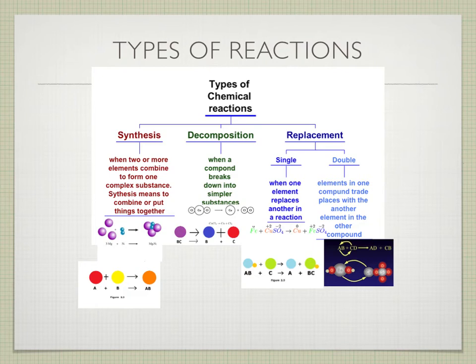Now in a double replacement, elements in one compound completely trade places with another element in the other compound. So it would be like AB plus CD yields AD plus BC. They completely swap out. All right, and then there's actual examples of those in your book that you can write down. Using the visualization, those little pictures that I have of the A plus B yields AB, I think those are really helpful, and so you might want to add those to your notes.